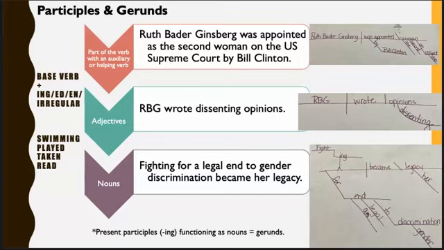Participles, and when they serve this way, we can add a qualifier and call them gerunds. Participles, particularly present participles that end in -ing, can serve as nouns. In the example, fighting for a legal end to gender discrimination became her legacy. You'll see here that when we diagram them as nouns, we use a pedestal because they're doing a nouny thing on the baseline of our diagram.